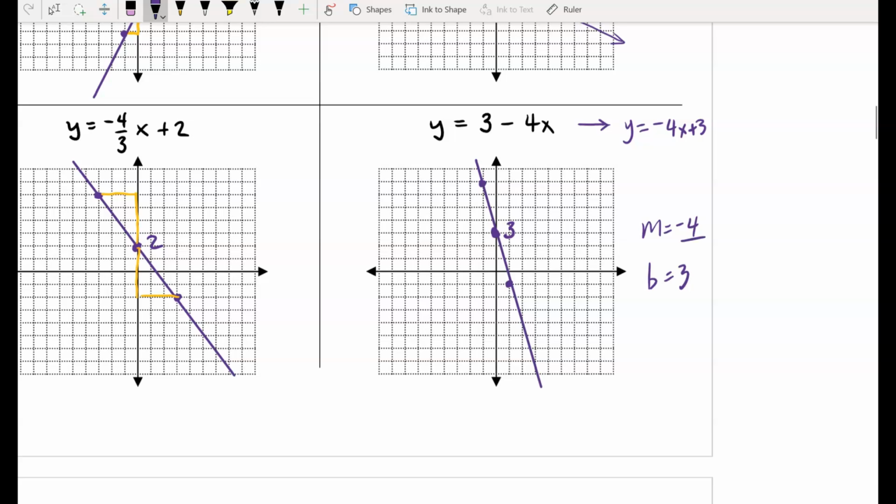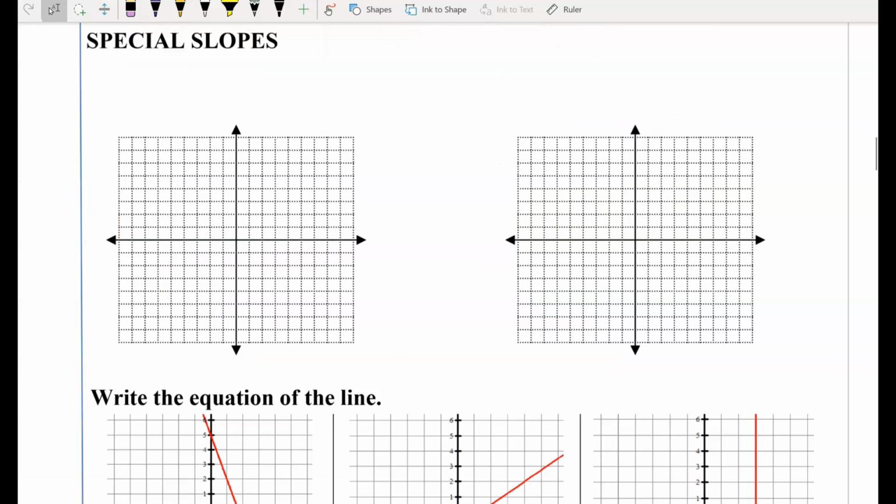Remember, think of that number -4, make it a fraction by writing it over 1. So from my y-intercept at 3, I go down 4 to the right 1, negative over positive, or I go up 4 over 1, positive over negative. Turn your paper over and let's look at some special cases.